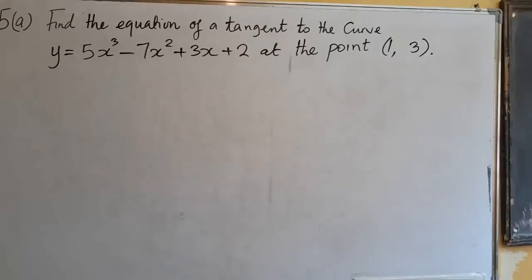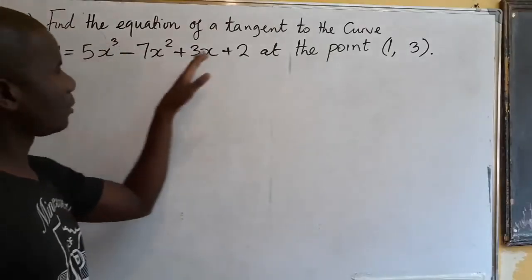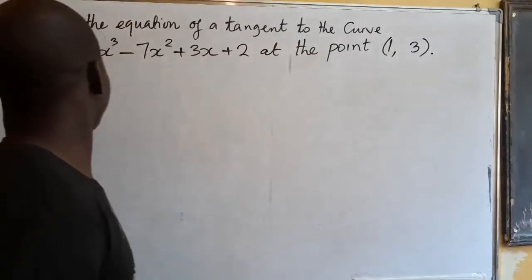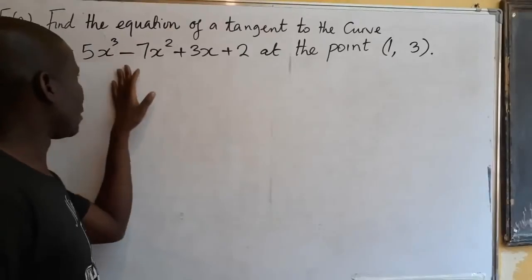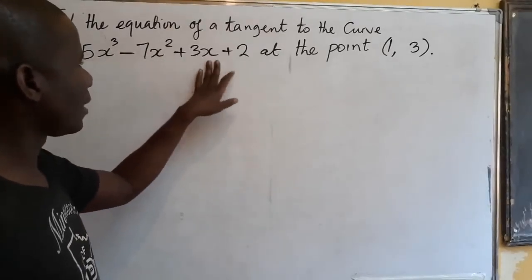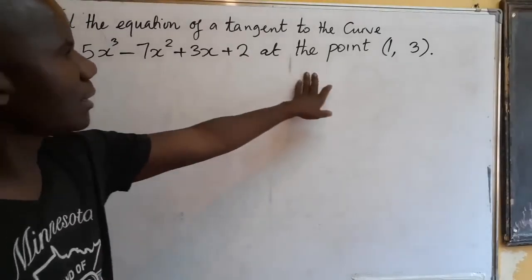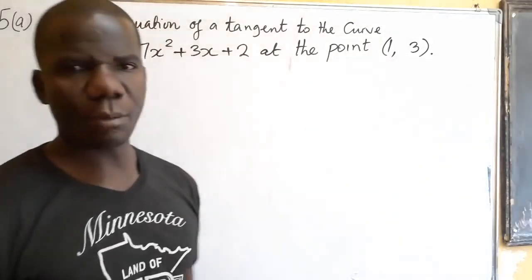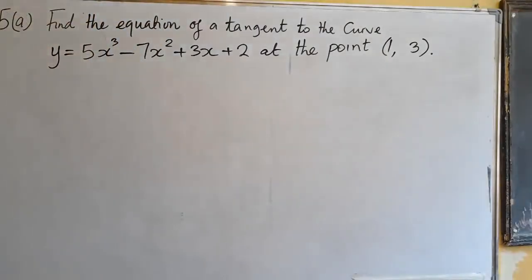Okay, so we come to question 5a. Question 5a reads, find the equation of a tangent to the curve y is equal to 5x cubed minus 7x squared plus x plus 3x plus 2 at the point (1, 3). All right? So what are we supposed to do now in this case?